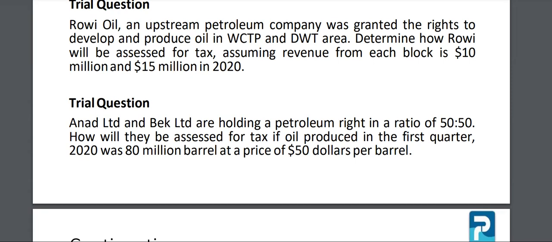Okay, so you realize that in the first instance, it was only one operator having access to different areas. And in the second question, there are two operators having access to one area or one right, and their proportionate sharing interest is 50 to 50. So over here, there will be assessment for tax purposes separately, but it will be in accordance with their proportionate sharing interest, 50 is to 50. I hope you are getting it.